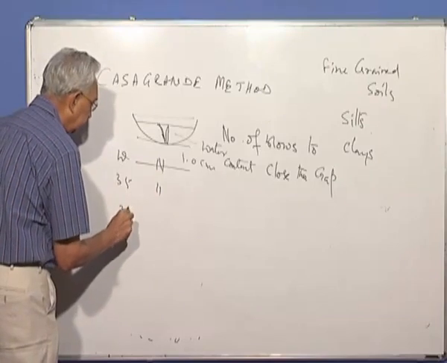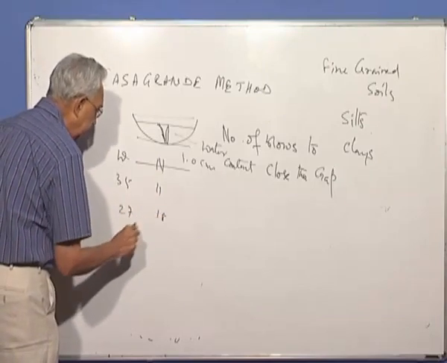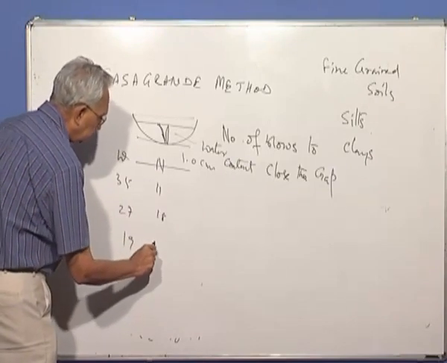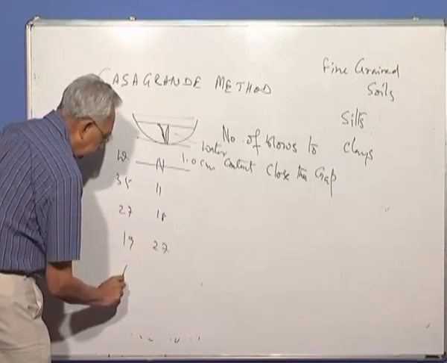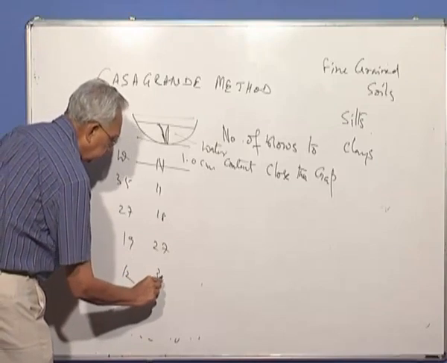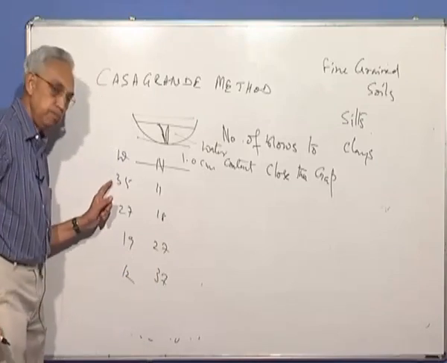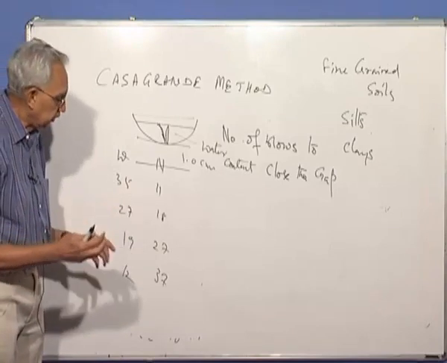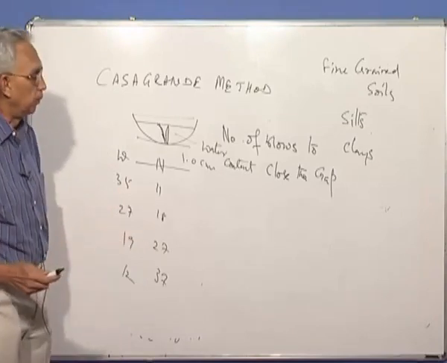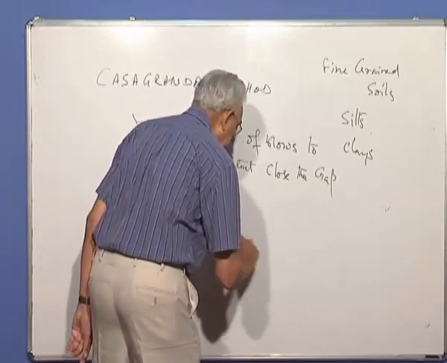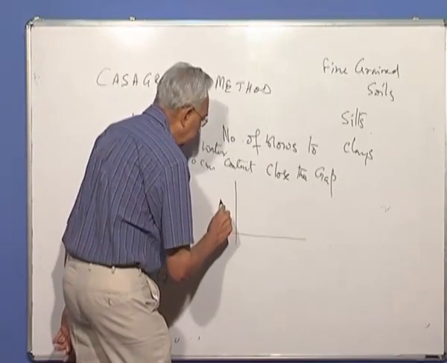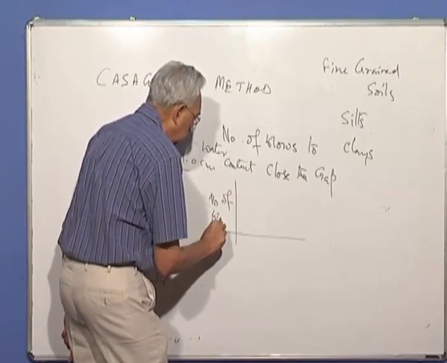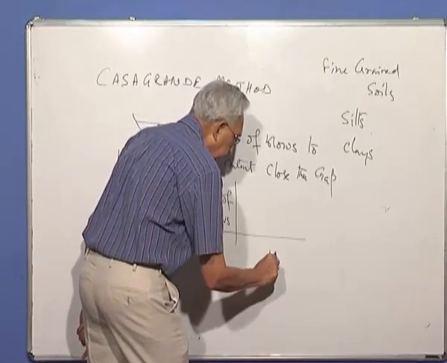Then this is 27%. This becomes 18. Then this could be 19, the number of blows may be 27, and this is about 12, and this becomes 37. As you can see, as we reduce the amount of water content, the soil is becoming stronger and I need a larger number of blows. I plot here the number of blows against water content.